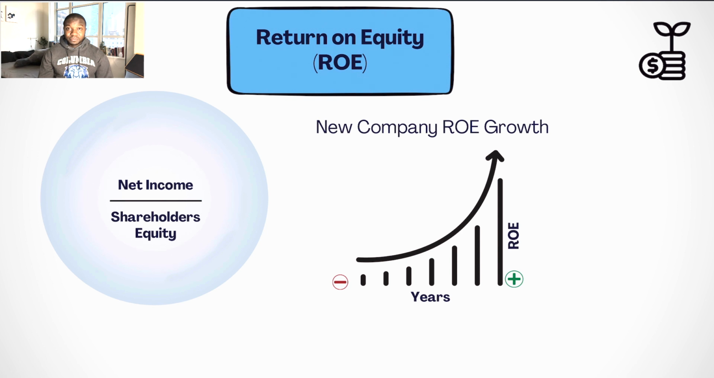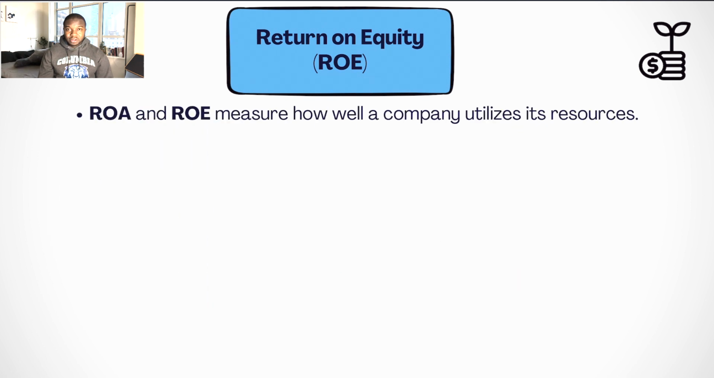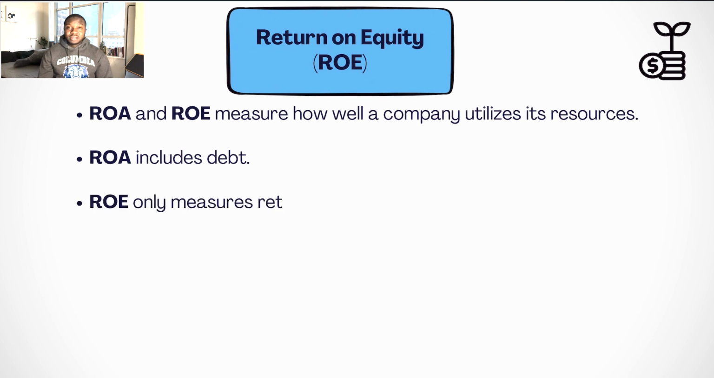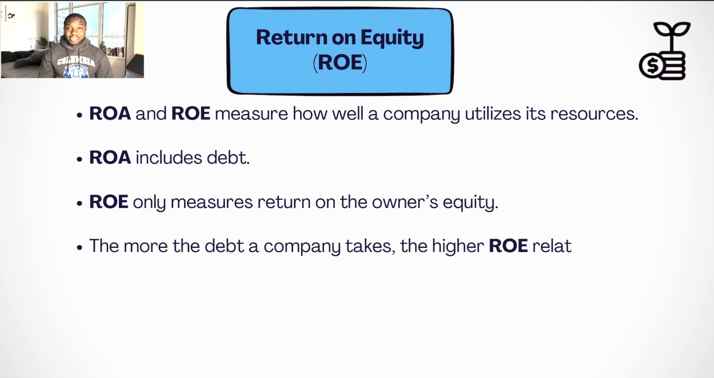So the key takeaways from this tutorial are: Both return on assets and return on equity measure how well a company utilizes its resources. However, while return on assets includes debt, return on equity does not take into account the company's debt. Also, the more debt a company takes, the higher the return on equity will be relative to return on assets. Therefore, as a company takes on more debt, its return on equity will be increasingly higher than its return on assets. Assuming profits are constant, assets are now higher than equity.